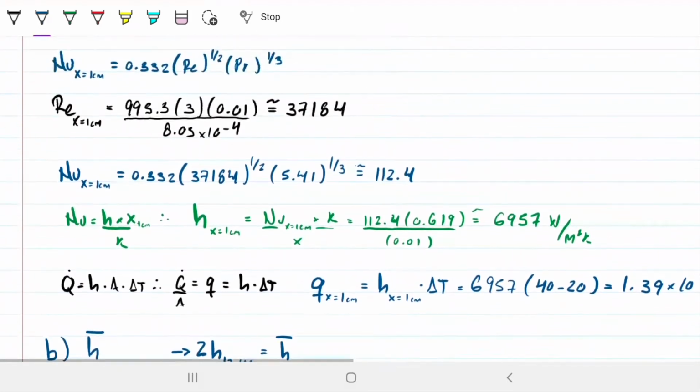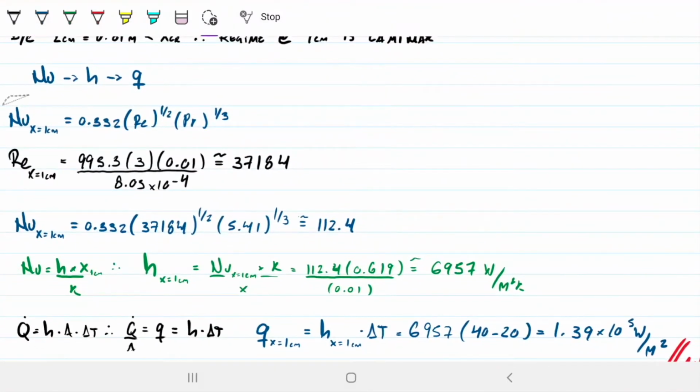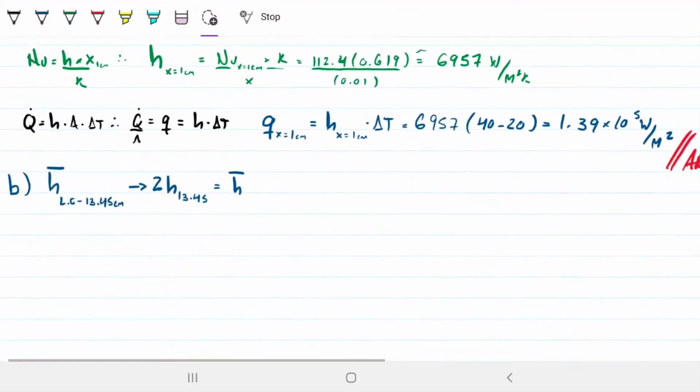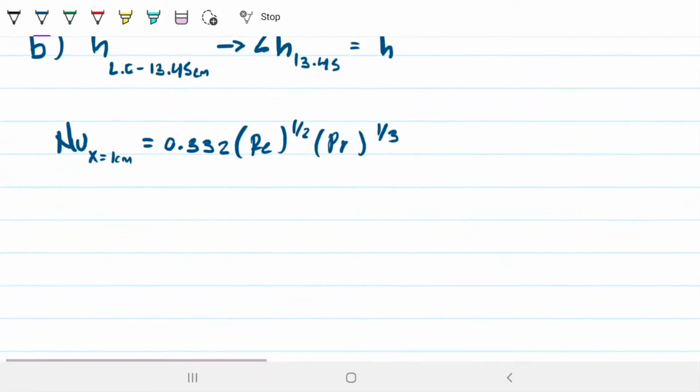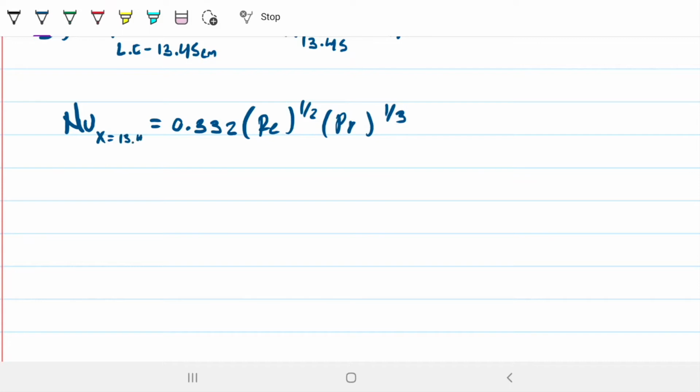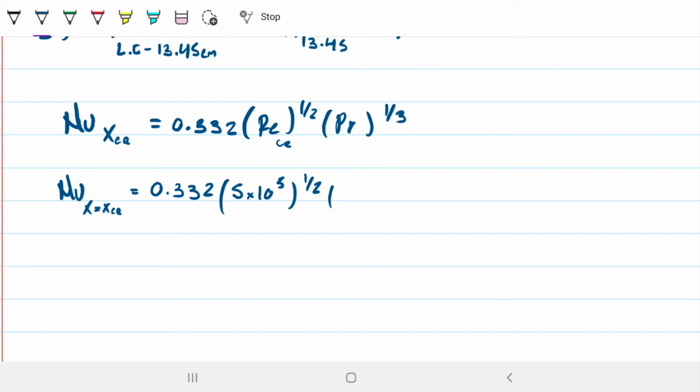Okay, so there's a couple of options here. We can find the local one with Nusselt and then double it. That's one option, or we can go straight into the average, which is going to be double this. It's really up to you guys what you prefer. So if I'm doing Nusselt at 13.45, or we can just do x critical to make our lives easier, then obviously Reynolds is going to be Reynolds critical, and we know everything, right? So my Nusselt at x equals x critical will just be equal to 0.332 times Reynolds critical, which is 5 times 10 to the 5th, square root of that, and then 5.41 to the 1/3. And this gives us about 412.